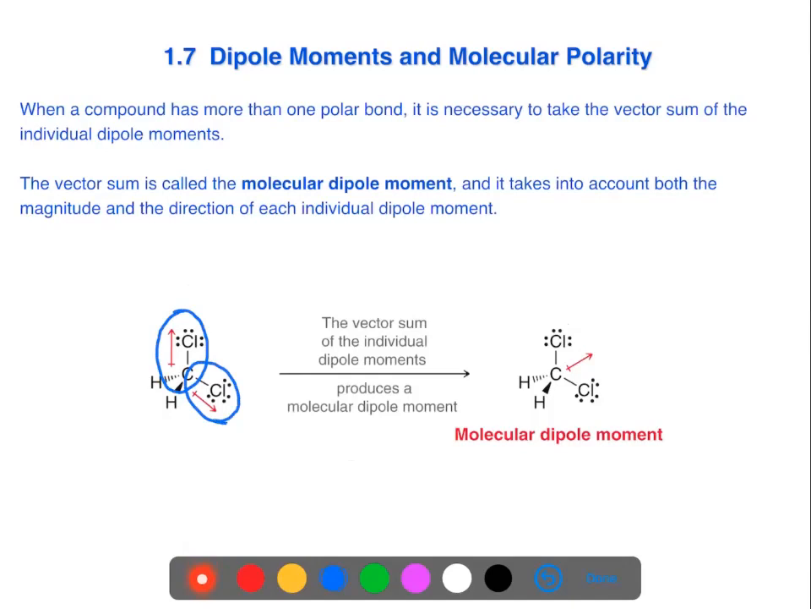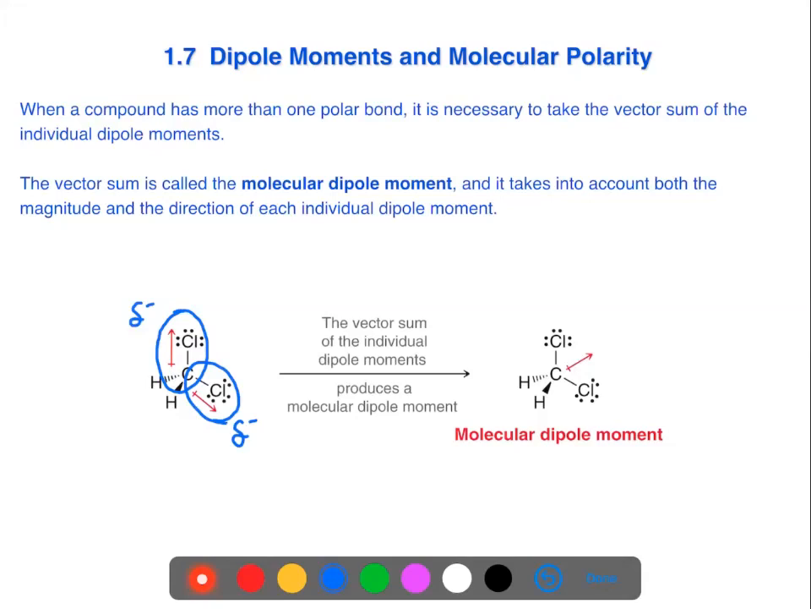Again, similar to earlier examples, we know there's going to be a partial negative charge associated with the chlorines because they have a greater electronegativity than the carbon, and a partial positive charge associated with that carbon center. It's a tetrahedral molecule, and we have two dipoles that we need to consider when determining the overall dipole moment of the molecule.